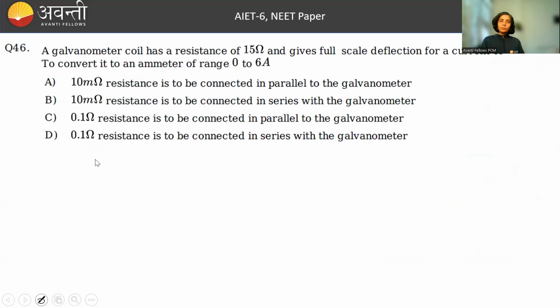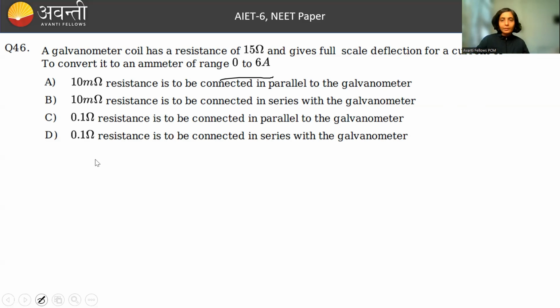Okay, so there is a galvanometer coil with a resistance of 15 ohm, and it gives full scale deflection for a current of 4 milliampere. To convert it to an ammeter of range 0 to 6 ampere, what do we need to do? Again, be careful with the reading, like how you read an ammeter question.